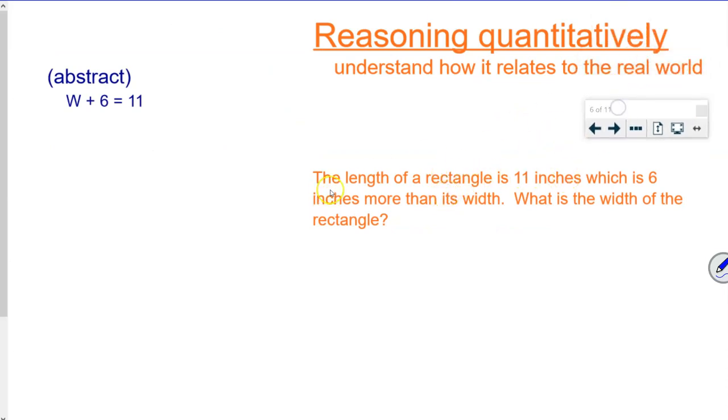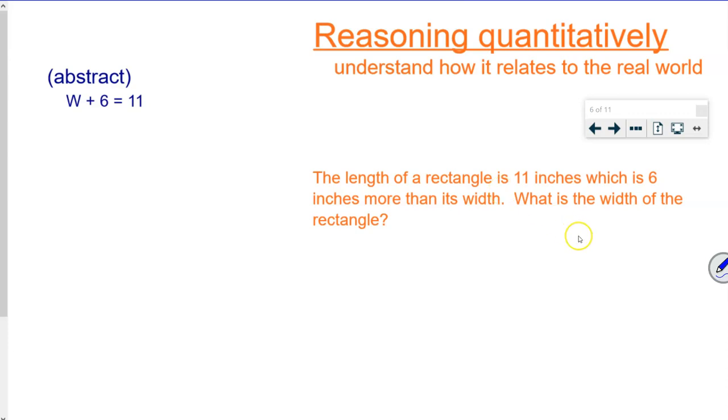Okay, so let's take a look at this. It says the length of a rectangle is 11 inches, which is 6 inches more than its width. What is the width of the rectangle? Now, I'm talking about the width in inches. Did you know that just by looking at this equation? Of course not. How could you know that, right? But now that I've represented it quantitatively, now you know that it represents the width of a rectangle in real life.